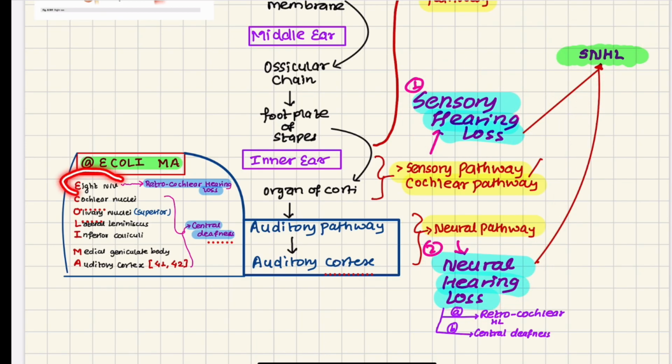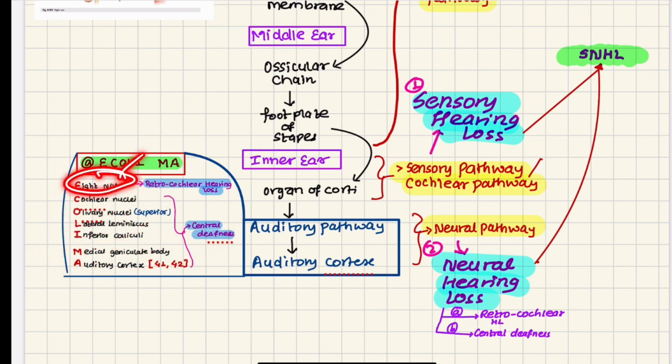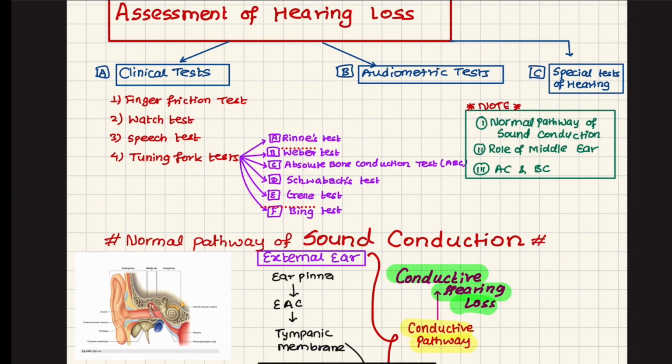If there is involvement of the eighth nerve, it is called retrocochlear hearing loss. If the rest is involved, it is called central deafness, because these are all part of the central nervous system. The eighth nerve is part of the peripheral nervous system. So now we have finished with the normal pathway of sound conduction.